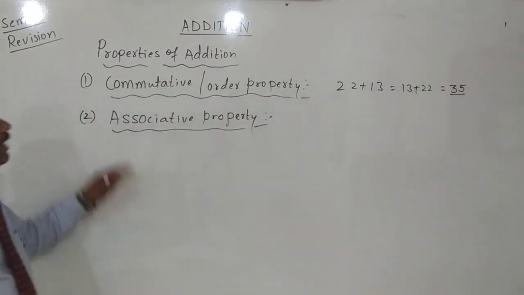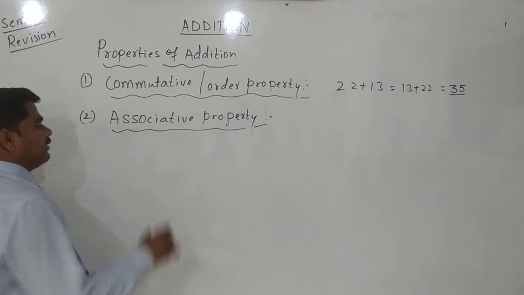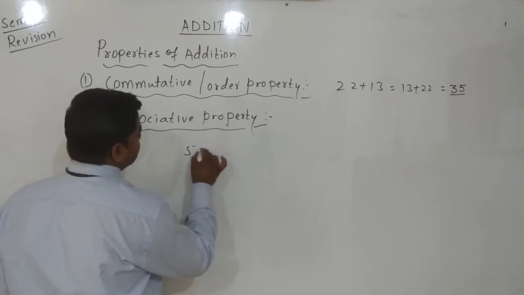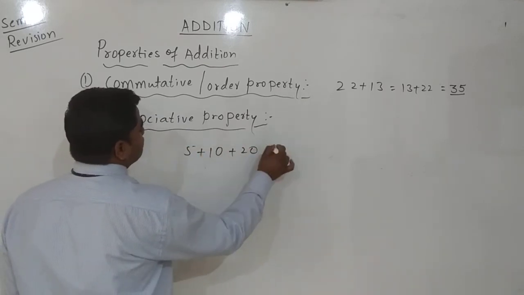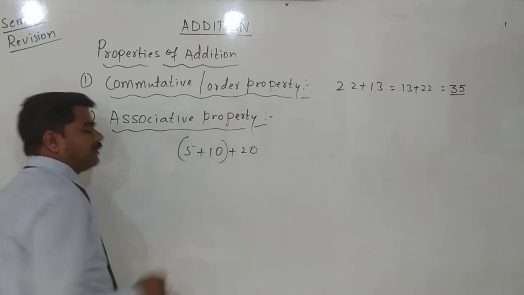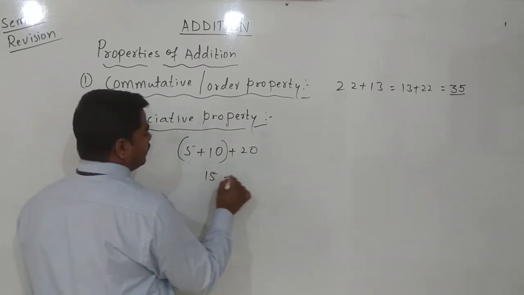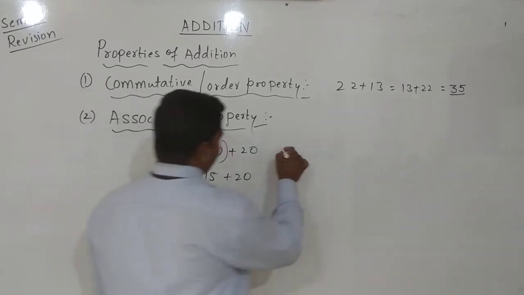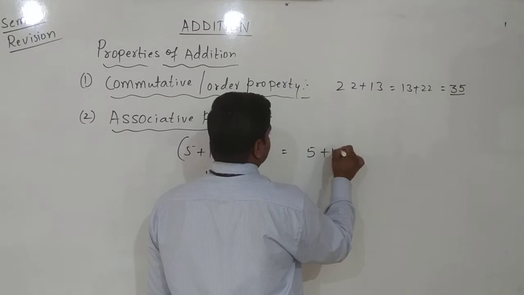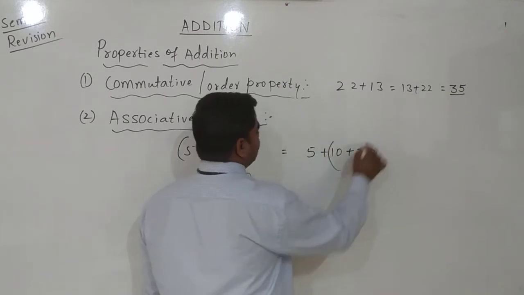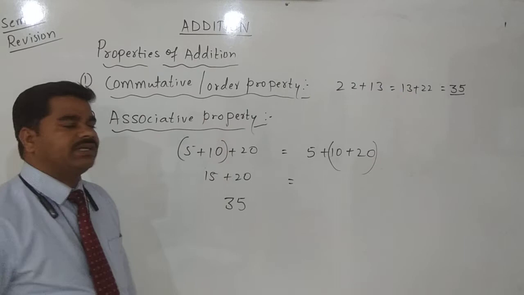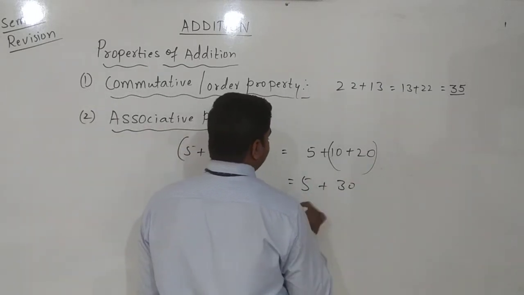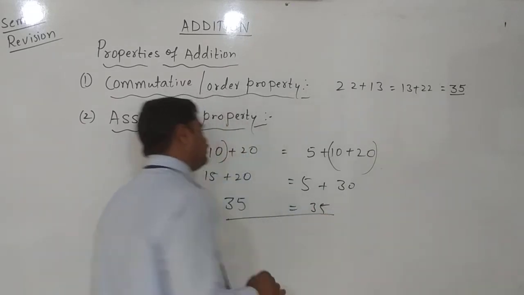Here, if you are adding three or more numbers, we can add any two numbers first. Example, 5 plus 10 plus 20. These are the three numbers we are adding. First we will add 5 plus 10, that is 15, plus 20. Then 15 plus 20 is 35. Now I will take 5 plus 10 plus 20 again, the same addends. I will add 10 plus 20 first, then keep 5 as it is. 10 plus 20 is 30, and 30 plus 5 is 35. See the answer? We got the same answer.